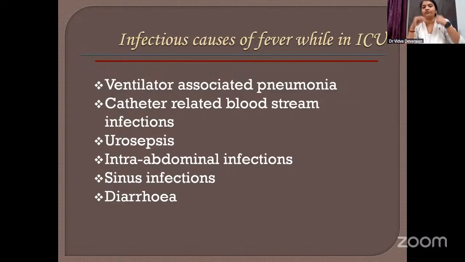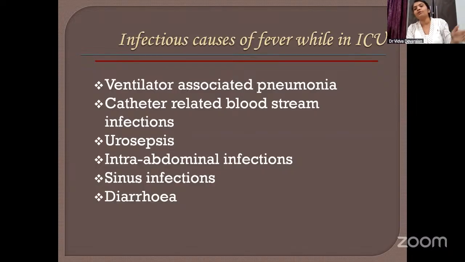First of all, you just have to think of all the tubes that the patient is on, or all the plastics that are in. So ventilator-associated pneumonias, then you can have lines, so it could be catheter-related bloodstream infections. When you have Foleys, you'll also have to look at UTIs, intra-abdominal infections. Sometimes in prolonged hospitalized patients, acalculous cholecystitis could be one important cause of fever. Diarrheas, which could be antibiotic-related. Sinus infections in patients with prolonged Ryle's tube.